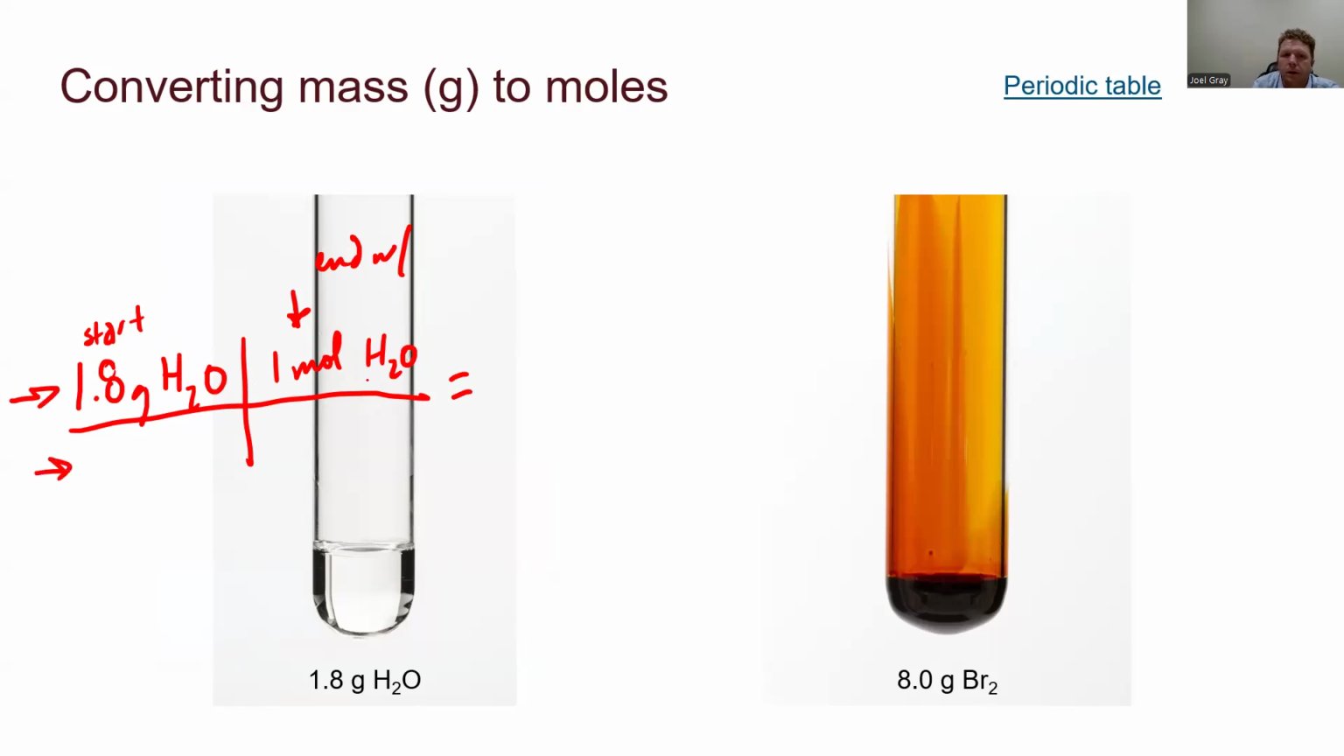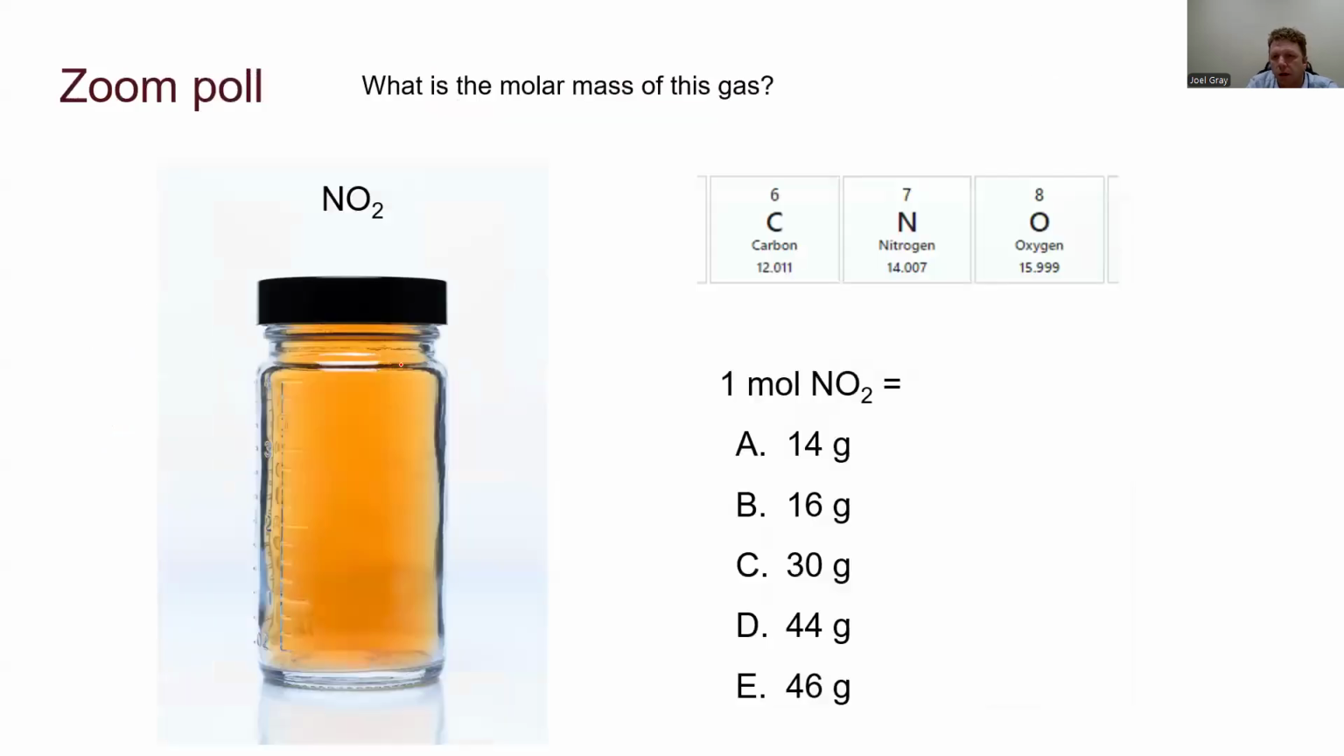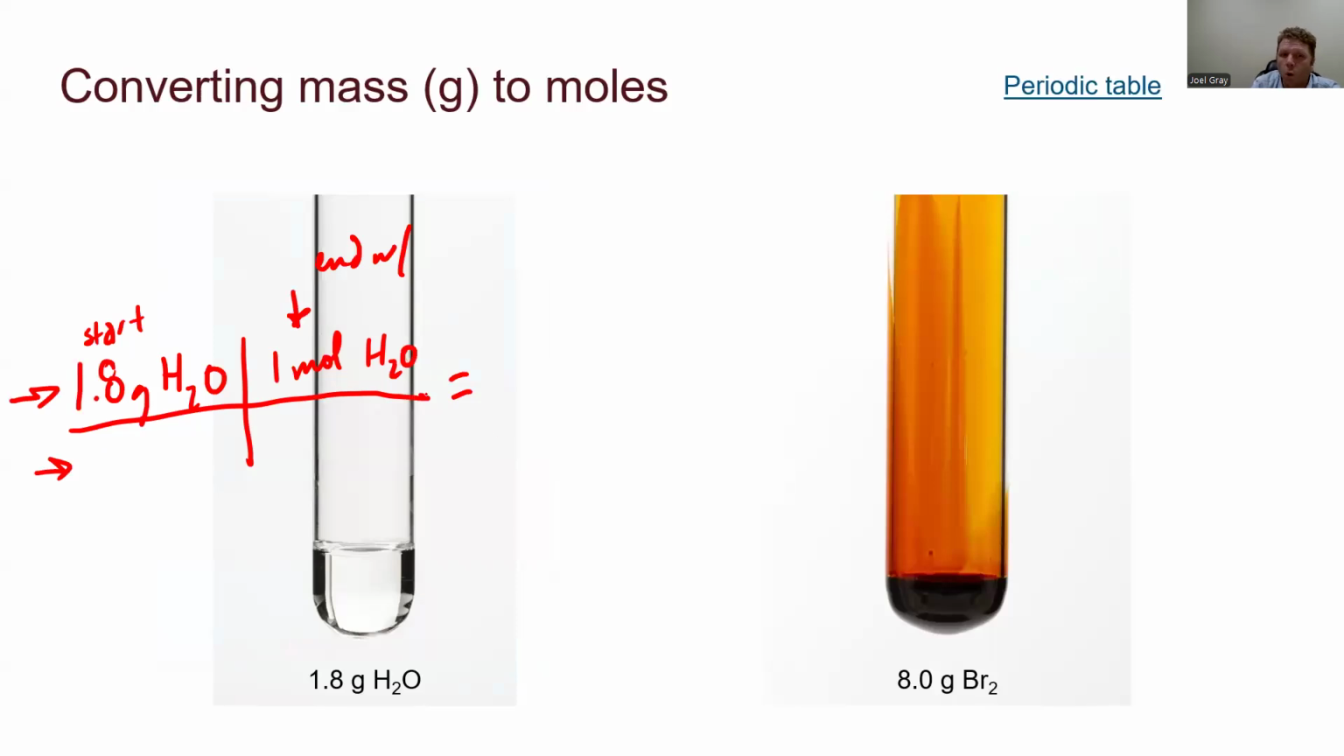Now, I remember that oxygen has a mass of 16, which I see right here. Hydrogen has a mass of 1. So that means that 1 mole of H2O is 18 grams of H2O. So I'm writing my kind of equivalency statement right here. So 1.8 divided by 18 would be 0.1 mole of H2O. This is dimensional analysis, and we're going to do the exact same thing over here.